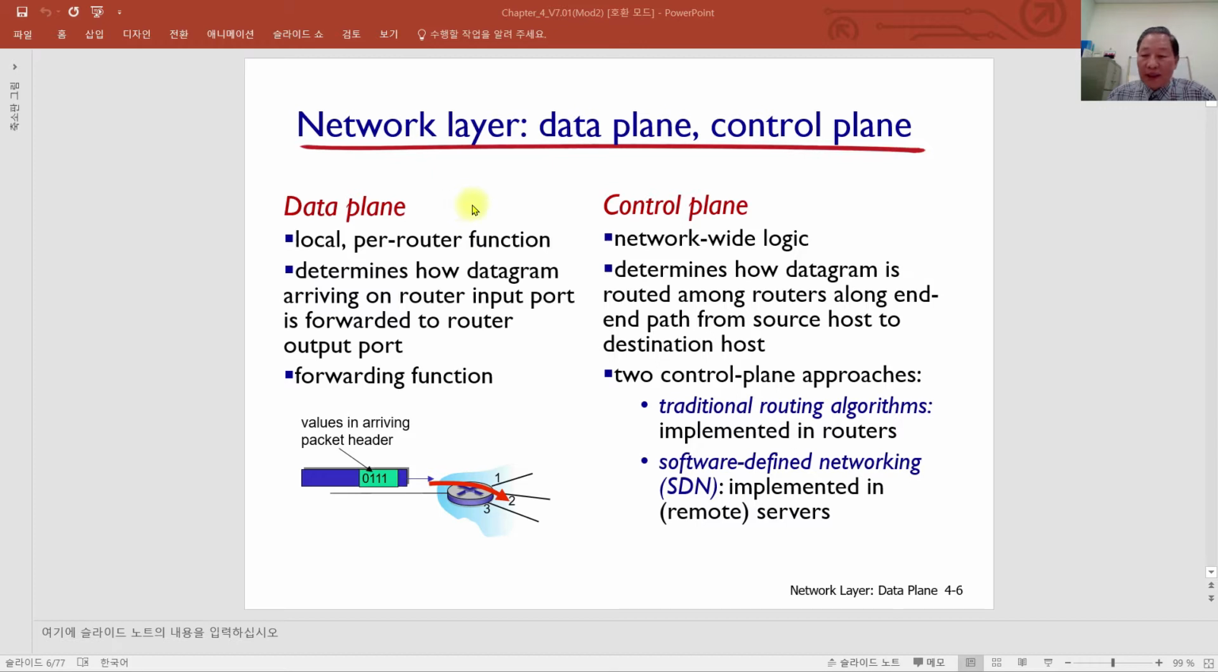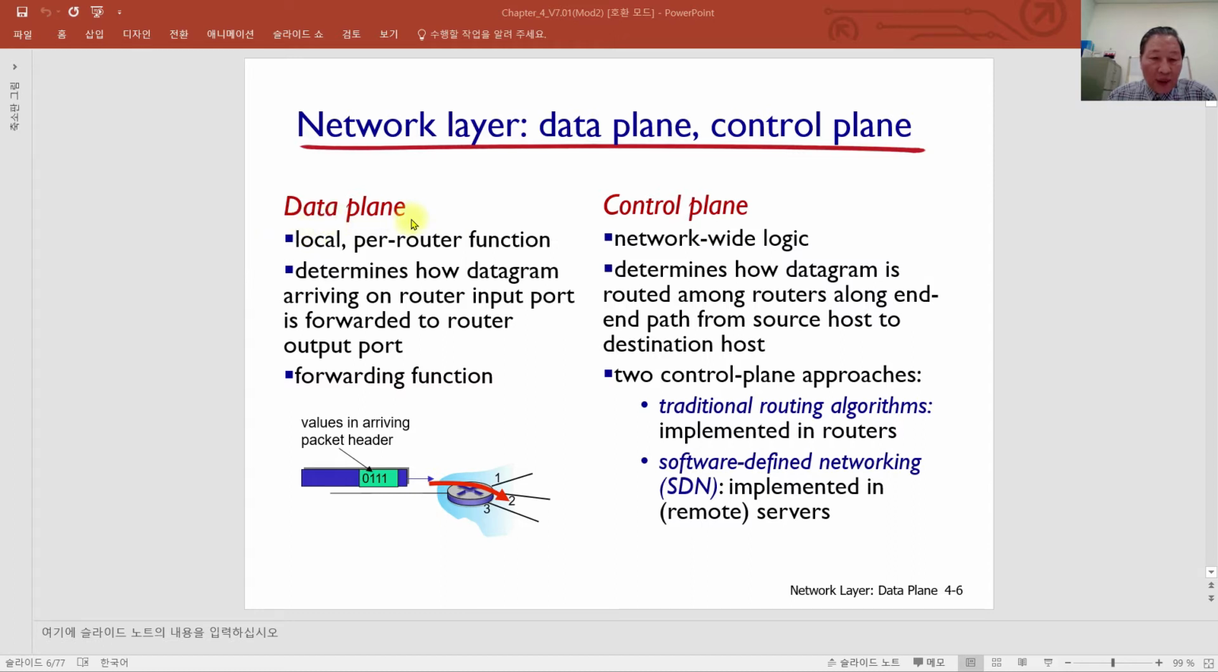This network layer is divided into two planes. One is the data plane and the other one is the control plane. This is a new concept, introduced for the first time in the 7th edition. The traditional router and traditional network layer we learned as one single one, and we will learn about this later to compare simply.